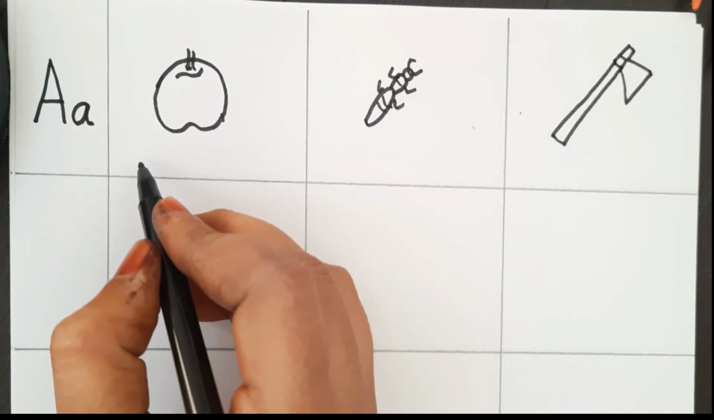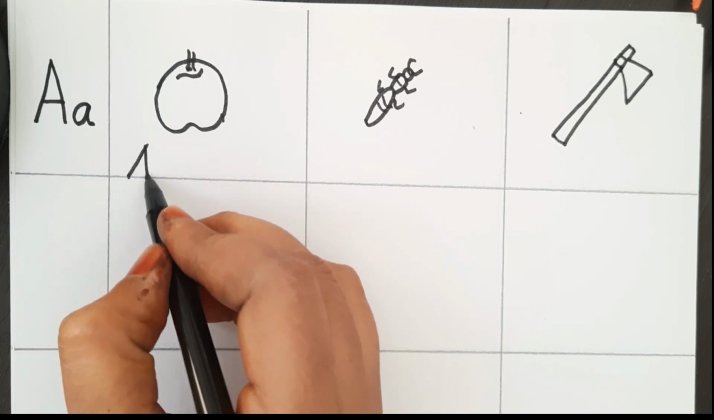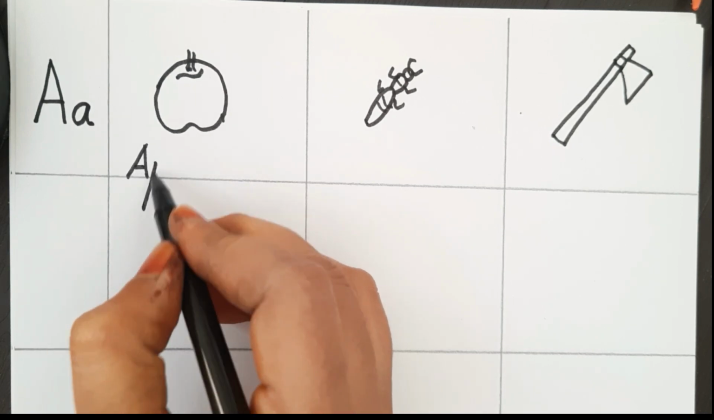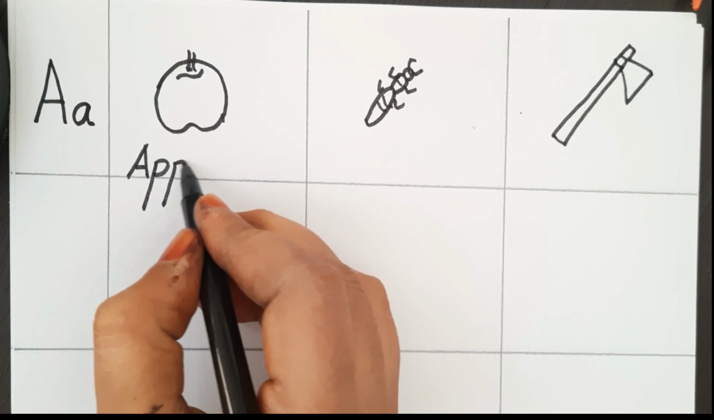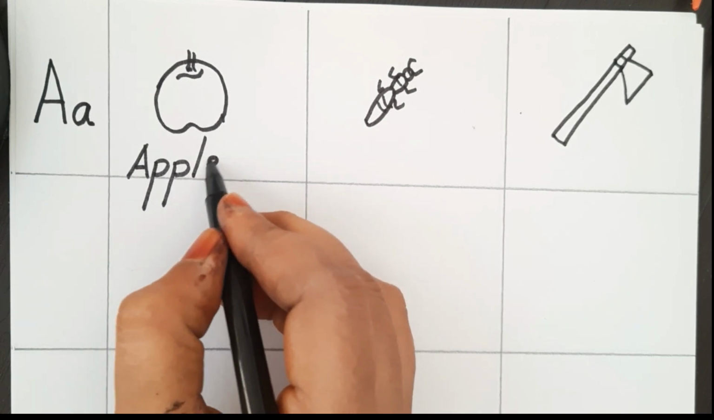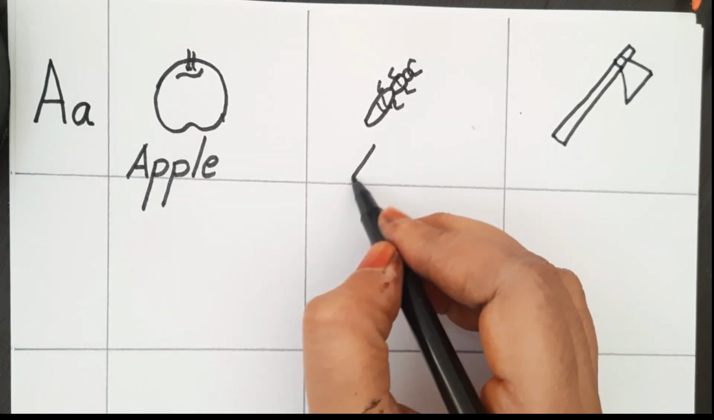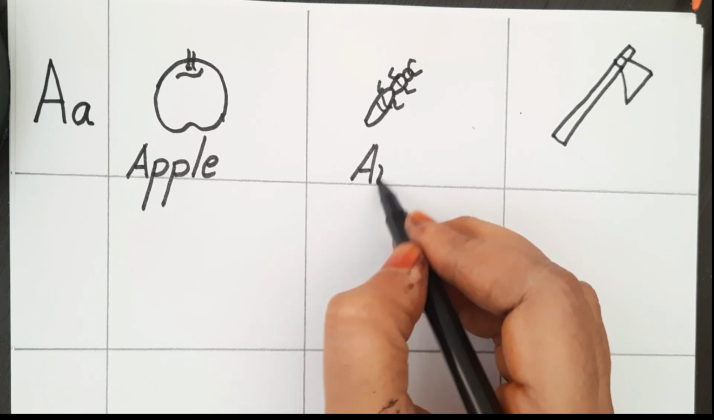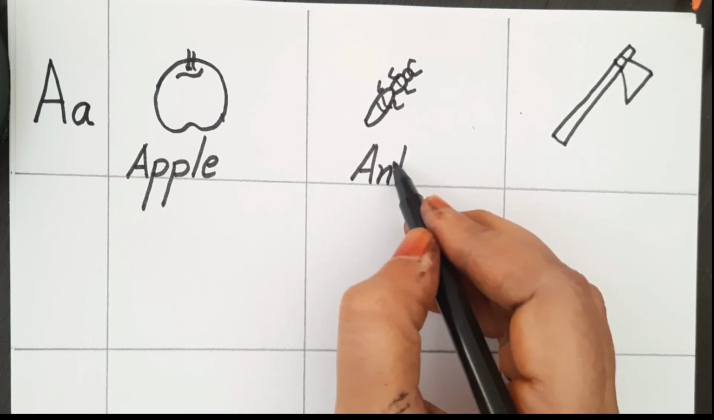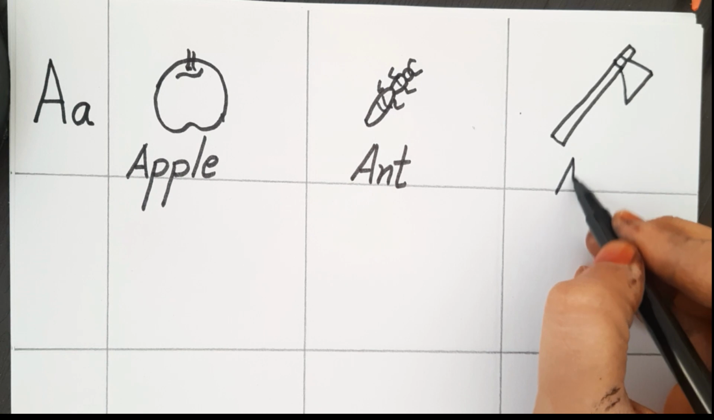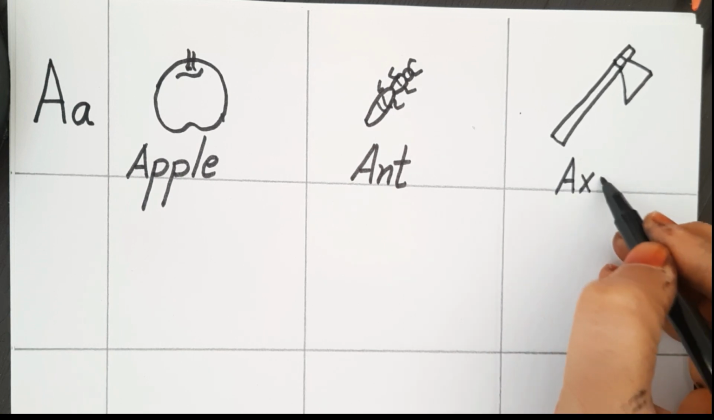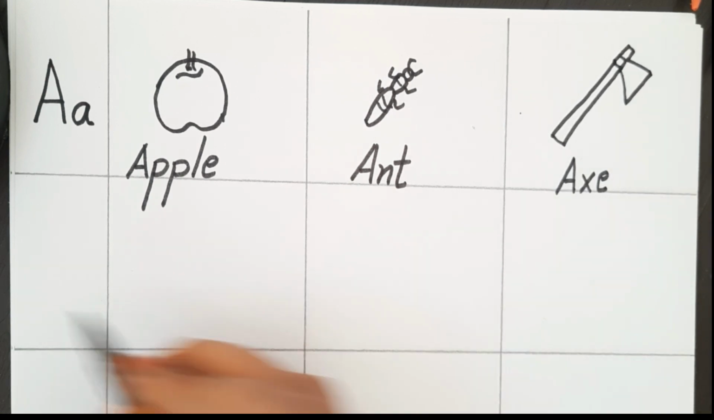Now shall we spell them? A-P-P-L-E, apple. A-N-T, ant. A-X-E, axe. The next letter is B.